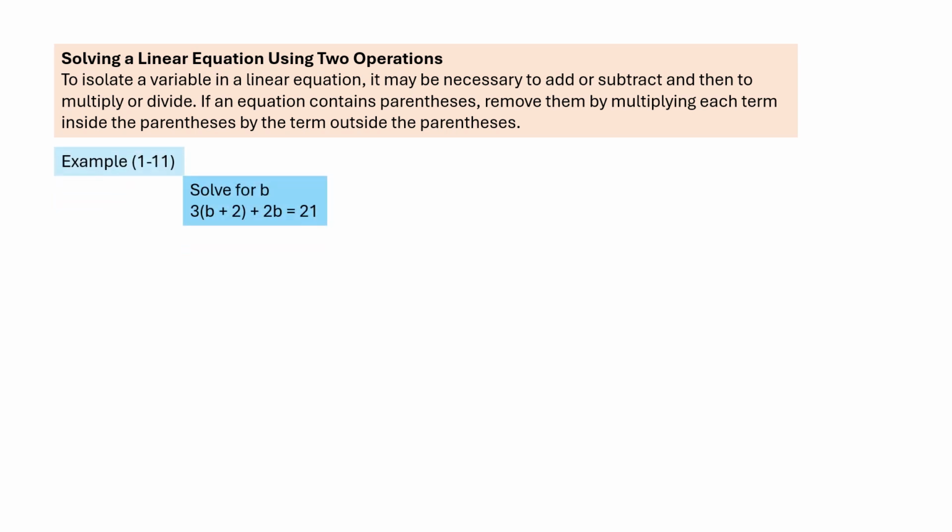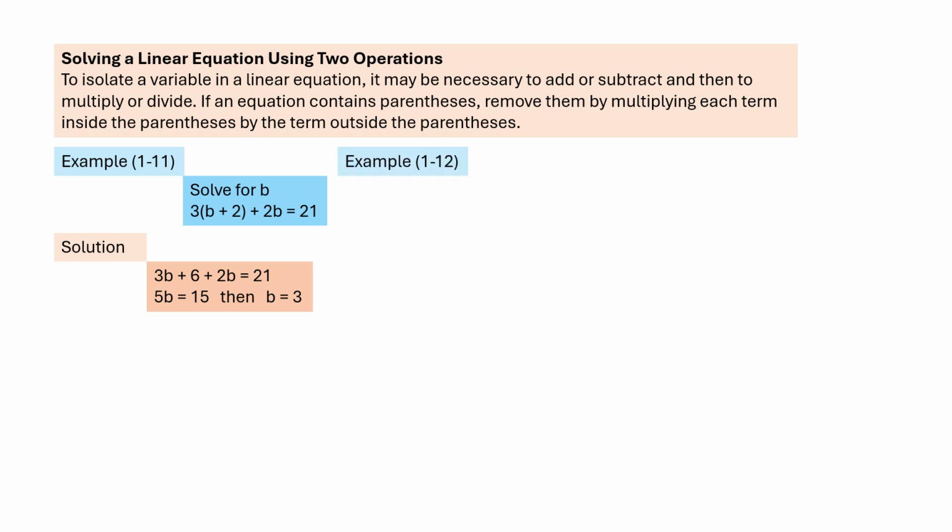Example 111. Solve for b. 3 brackets b plus 2 plus b equals 21. Solution. Solve for b first. B will be 3, by the normal method, I mean.